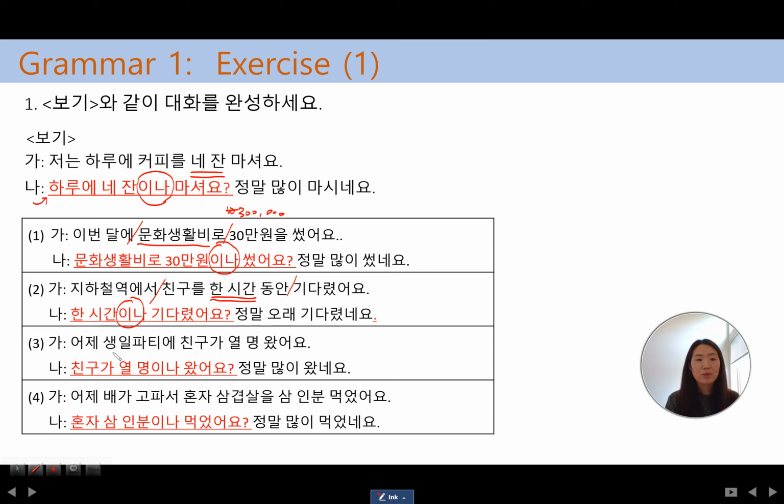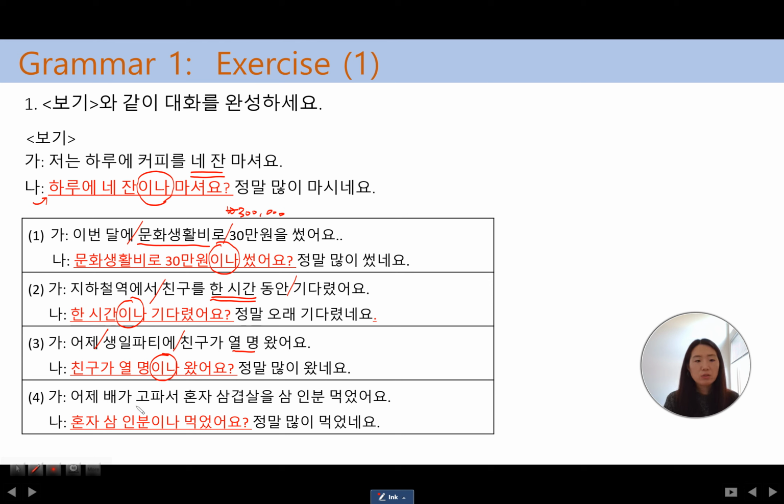Number 3. 어제 생일 파티에 친구가 10명 왔어요. So yesterday, to my birthday party, 10 friends came. And then, wow, a lot of people came, right? More than expected. So 친구가 10명이나 왔어요? Surprising, right? 정말 많이 왔네요. Wow, it's a lot of people.